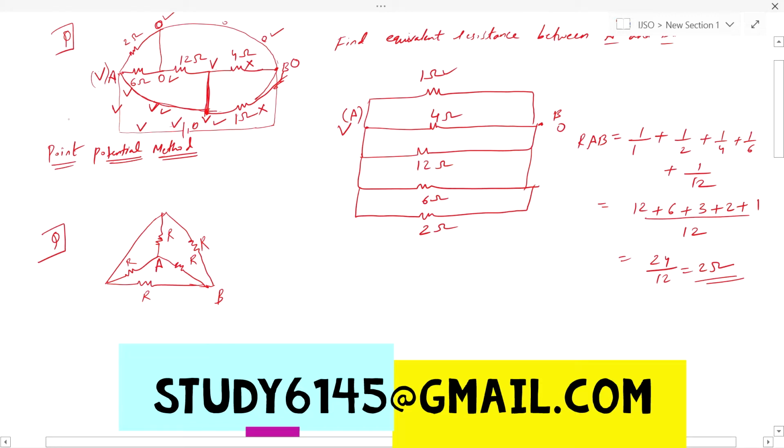The second is a Wheatstone bridge. Yeah, Wheatstone also you can do, but today, because there are many questions of point potential, I think it would be better if you do it by point potential. Yeah, Wheatstone only this will happen because I think everywhere there is a resistor, na? So this point is totally a different thing.